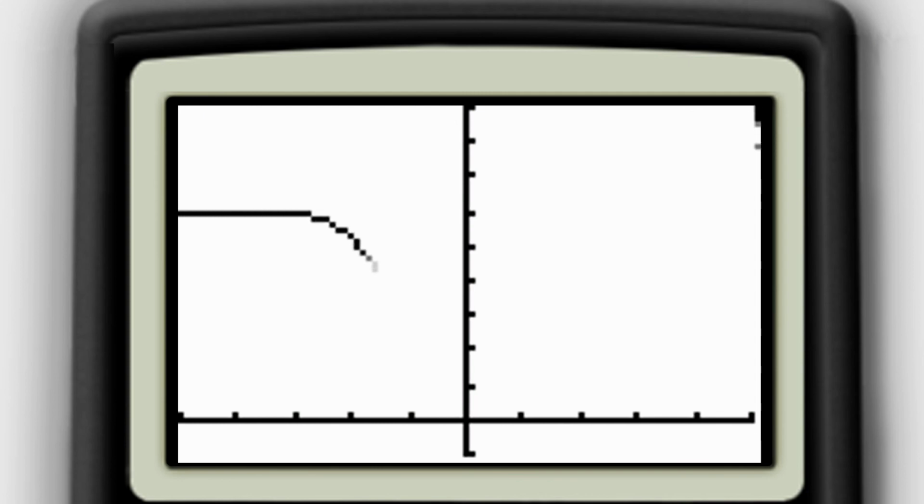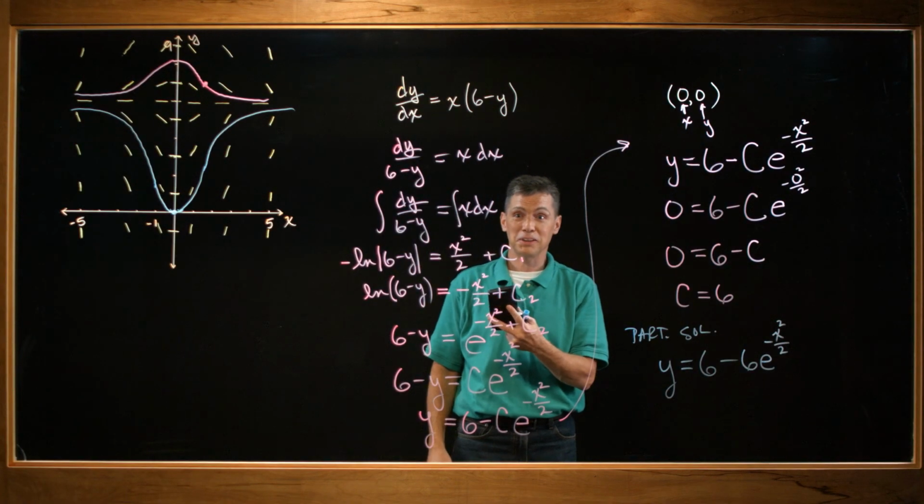And if I graph that, then there, remember from our original slope field, this was my blue, and it doesn't look too bad. I think we did all right with that one.